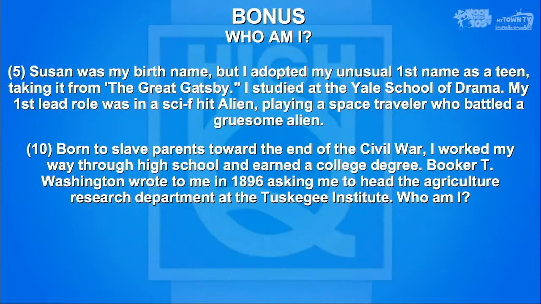And as in most game shows, the last name is permissible, except if it's like Adams, and they may ask for more. Sigourney. For 10 points, born to slave parents toward the end of the Civil War, I worked my way through high school and earned a college degree. Booker T. Washington wrote to me in 1896, asking me to head the Agriculture Research Department at the Tuskegee Institute. Who am I? George Washington Carver. That's who it is.